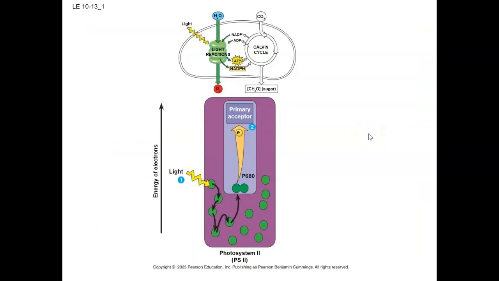This is just a different view of a photosystem. It's a different drawing. But again, light energy comes in, passing from pigment to pigment, eventually passing to the chlorophyll A of the reaction center. Once that energy is received, the electrons move from ground state up to an excited state, and they will be passed to the primary electron acceptor.